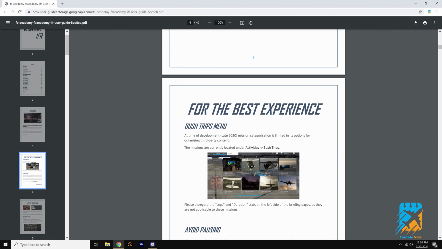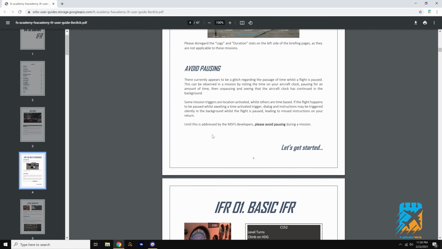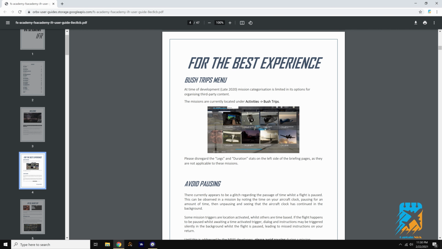Due to the limitations in the Microsoft Flight Simulator SDK, it looks like they've done this as bush trips instead of the lesson area that's built into it, which is okay. I think we're all aware of the limitations currently with the SDK and other parts of that game. It'd be awesome to learn how to do this.